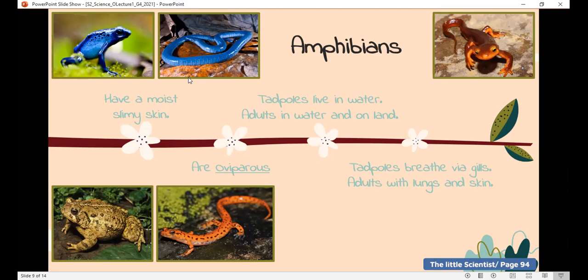Amphibians are cold-blooded. Good job. Amphibians are cold-blooded animals. Do you know why?